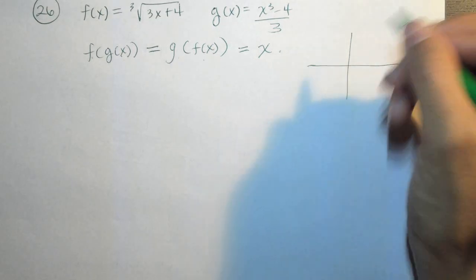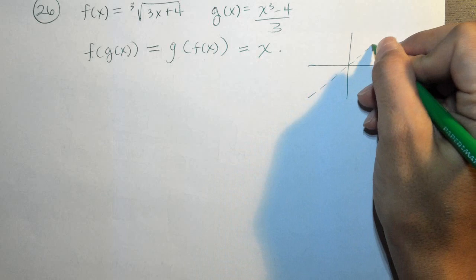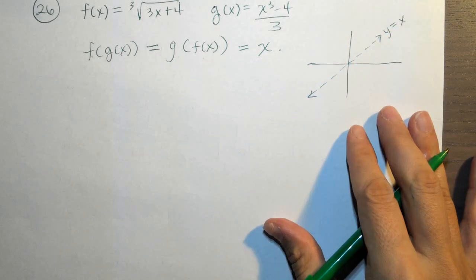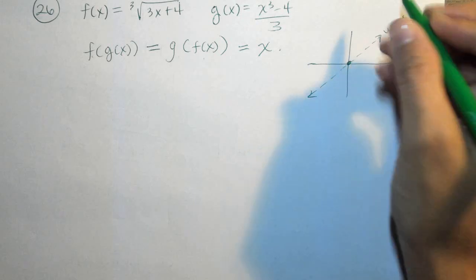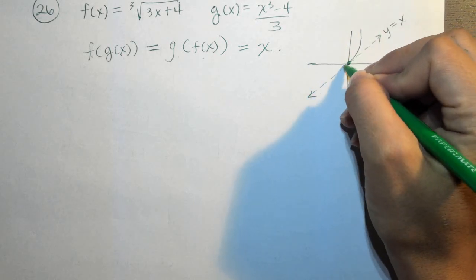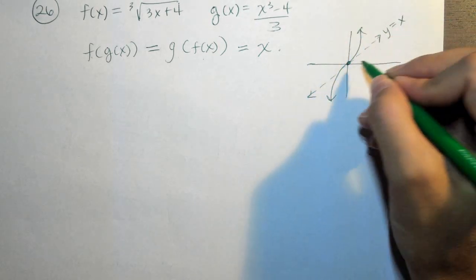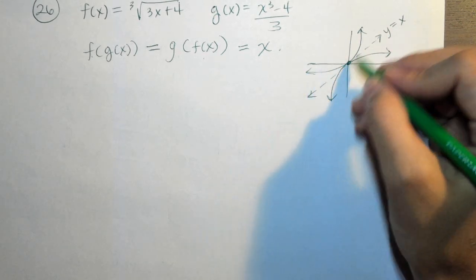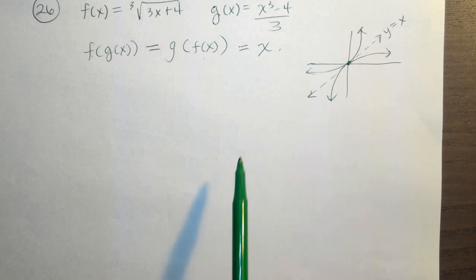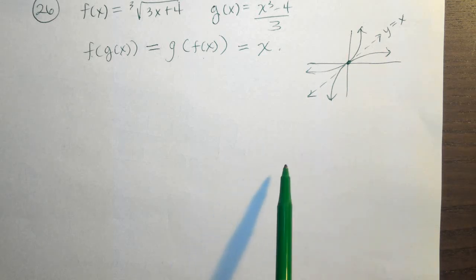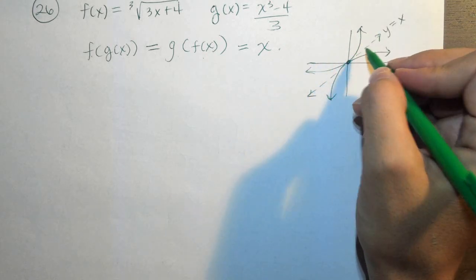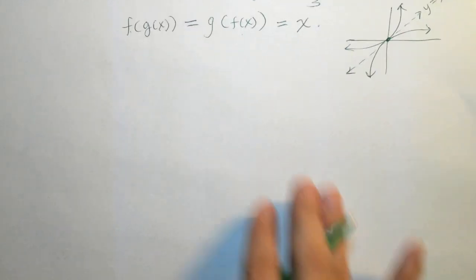It is an inverse because it reflects over the line y equals x. That's where that x comes from algebraically. So when we had x cubed, it looked like this, and the cube root of x looks like this. You can see here they reflect over each other. So let's do this in two parts.